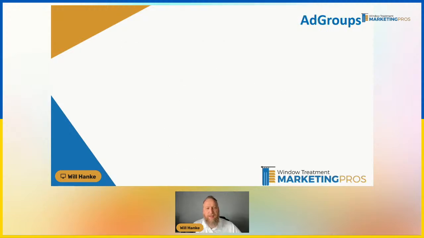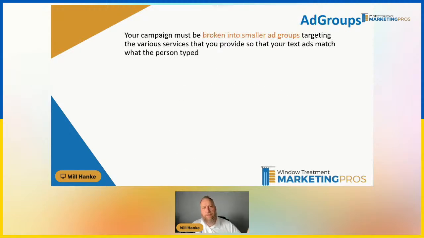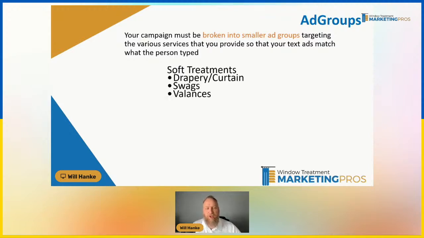Now, when it comes to ad groups, this is where you start breaking your campaign down to target different services that match that particular area. So for instance, if you're doing a campaign specifically around soft treatments, you may have an ad group for draperies, curtains. You may have one for swags. You may have one for valances. So you're starting to segment these things even more.